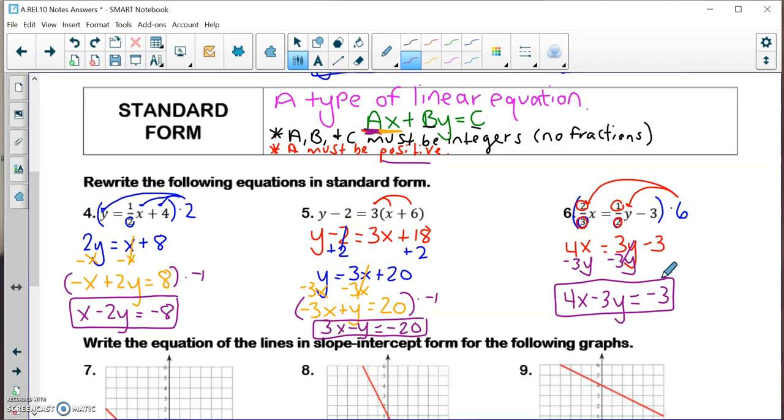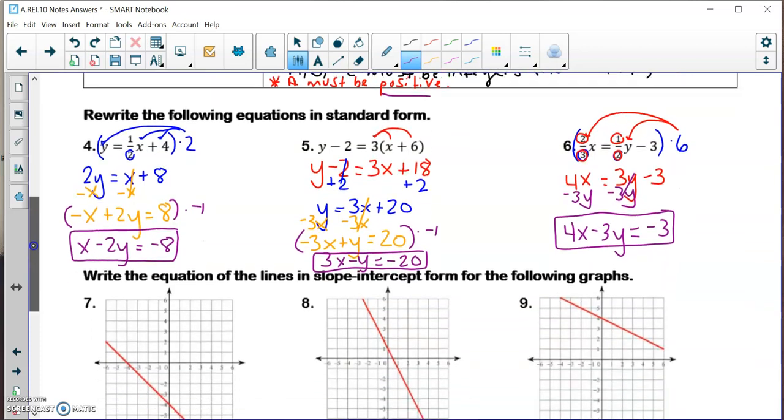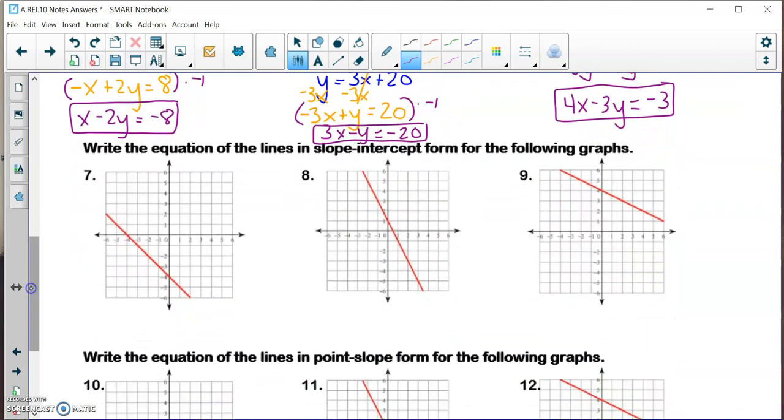All right, so now we are going to write the equation of each of these lines in slope-intercept form for the following graphs. So slope-intercept form, remember, is in the form of y is equal to mx plus b. So you need your slope, you need your y-intercept. It's probably easiest to first identify the slope and the y-intercept and then write your equation.